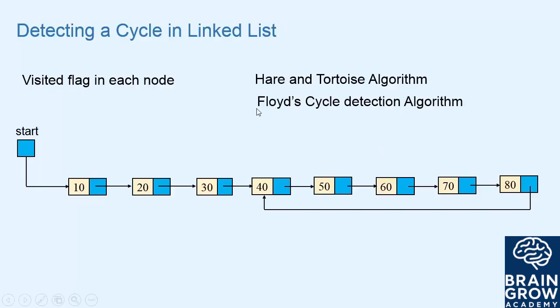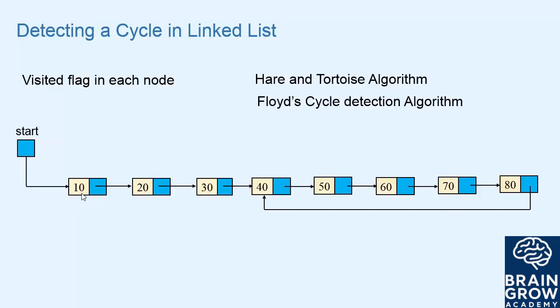Another solution in which we don't have to change the node is to use the hare and tortoise algorithm. It is also known as Floyd's cycle detection algorithm. In this algorithm, we take 2 references, one slow reference and one fast reference. Initially we make both these references refer to the first node of the list. After that, we move both references. The slow reference moves one node at a time and the fast reference moves 2 nodes at a time.